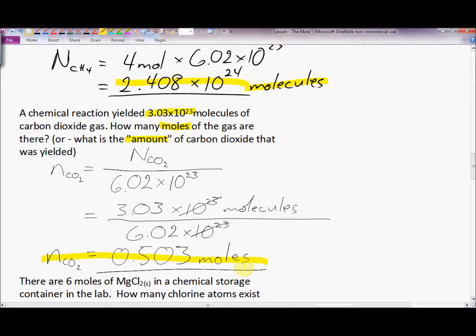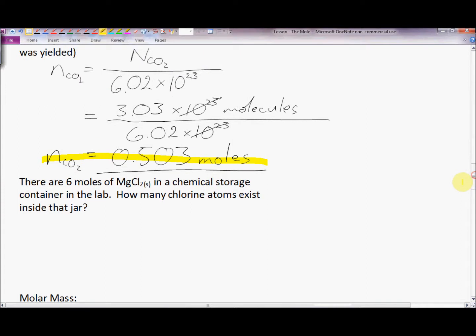Okay, a bit of a different example here now. We've got 6 moles of magnesium chloride in a chemical storage container. How many chlorine atoms exist inside that jar? This is a question that needs to be done in 2 parts. First of all, let's find the number of magnesium chloride compound units for 6 moles.